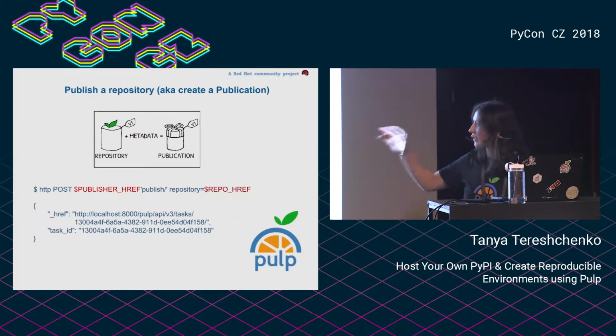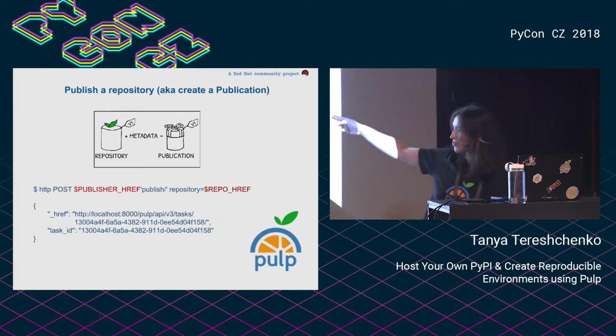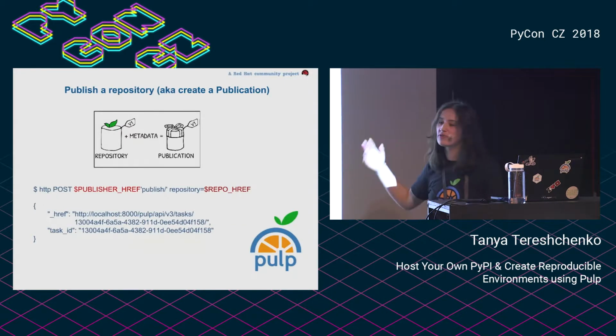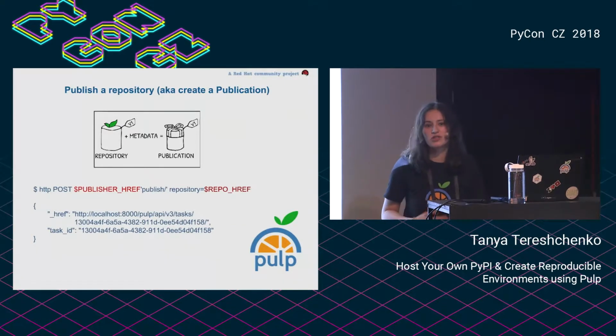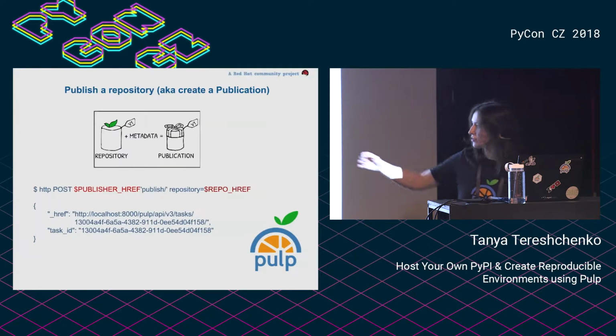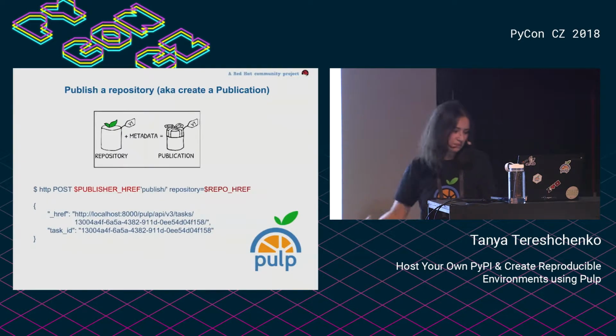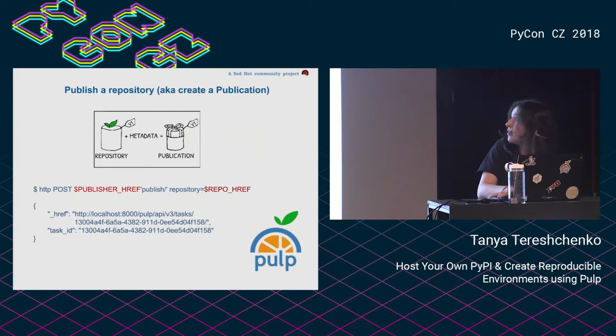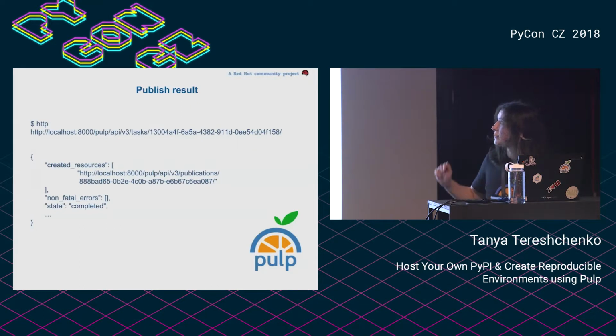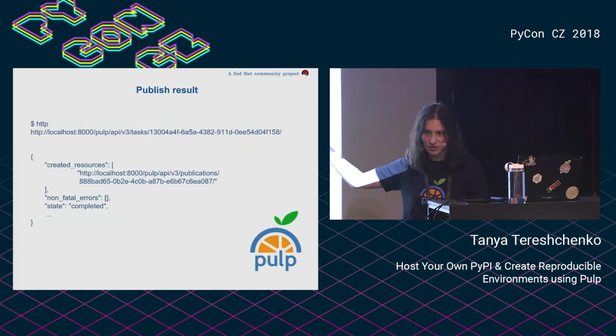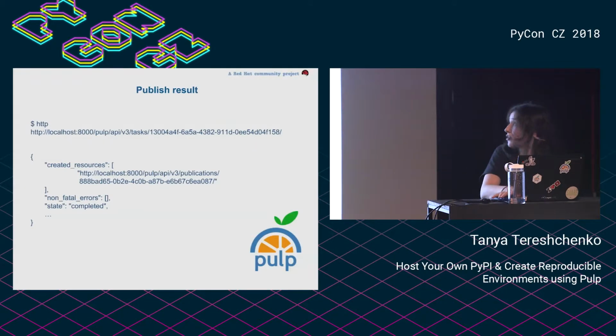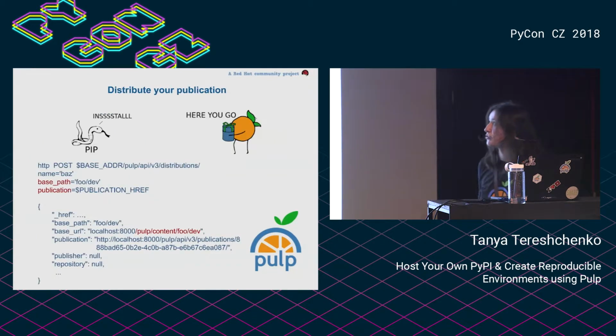So with publisher, we can publish. And again, you need to specify which repository or which repository version you'd like to publish. If you specify repository, the latest version will be published. And again, notice that we have a task, so it's asynchronous. And as a result, a publication was created. Good. So we have our publication, and we're ready to distribute it.